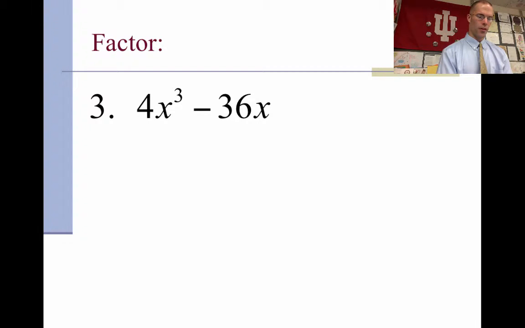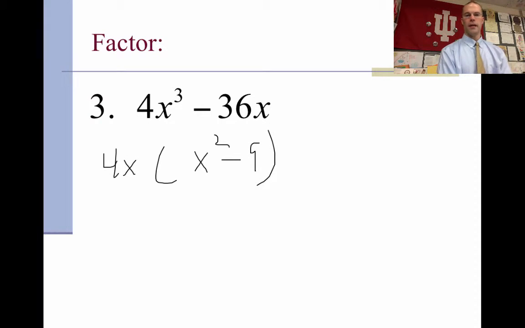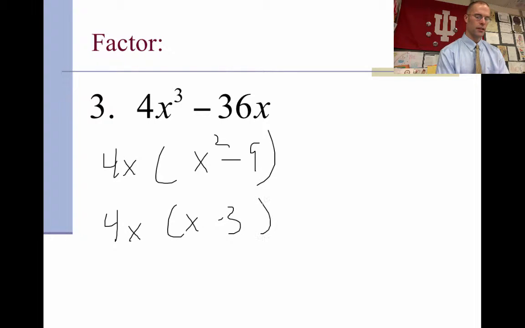Alright, number 3, we can take out a GCF of 4x. So then we're left with x squared minus 9. But x squared minus 9 is a difference of squares. So when we factor that again, that's going to give me an x minus 3 and an x plus 3.